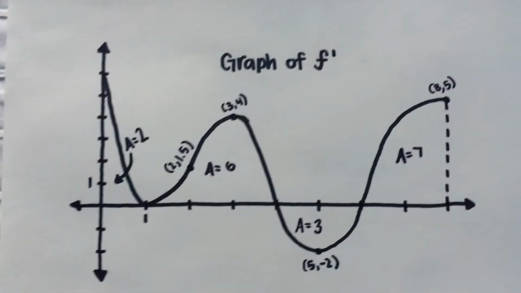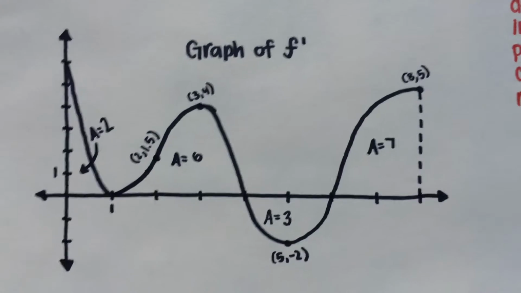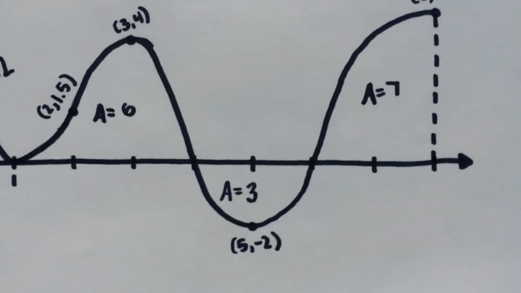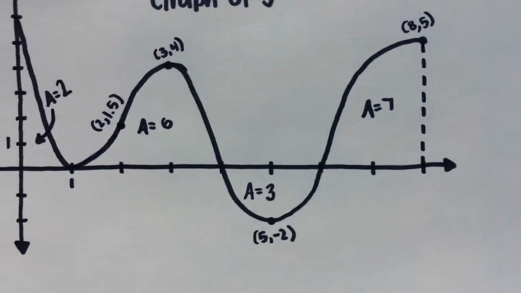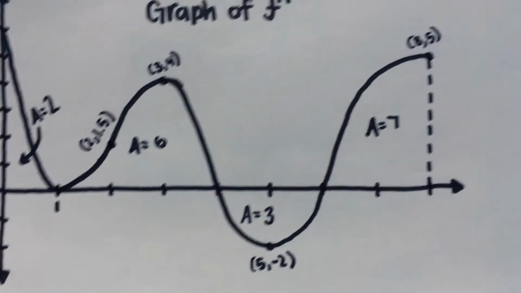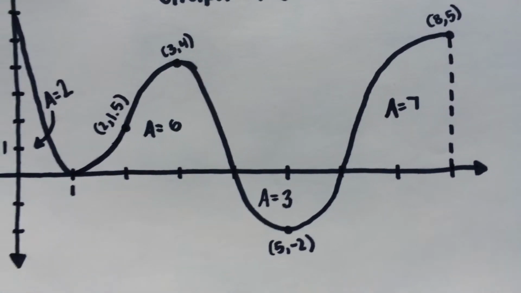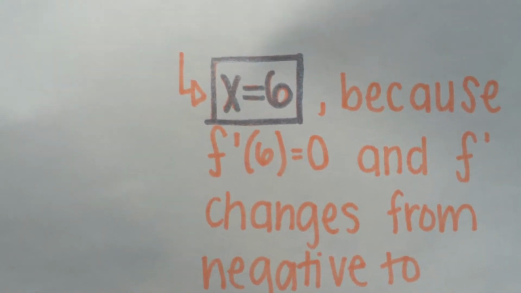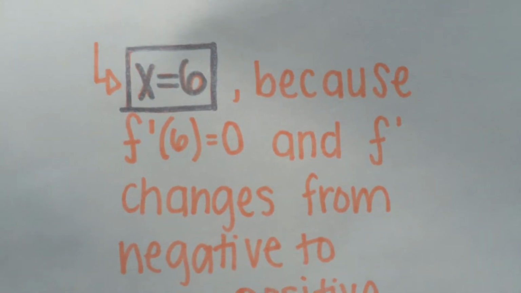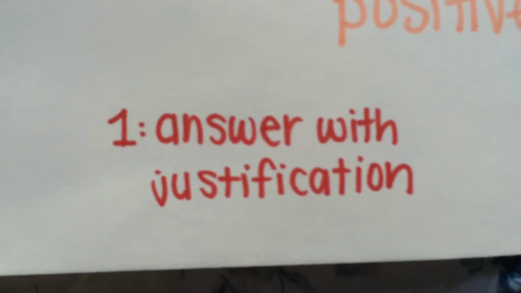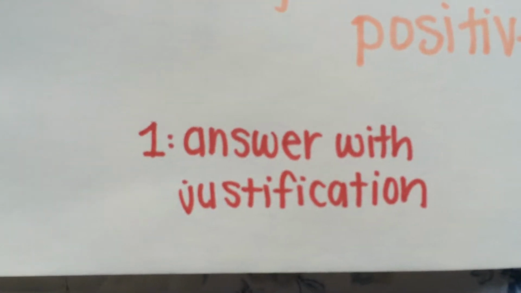In order to find local minimums, we look at the graph of f prime and try to find where f prime equals 0. So we find 3 places where f prime equals 0: x equals 1, x equals 4, and x equals 6. In order for it to be a local minimum, we need to find a place where the derivative goes from negative to positive, and there's only one place on the graph where it does that, which is x equals 6. So we know that the answer to part A is x equals 6 because f prime of x equals 0 and f prime changes from negative to positive. Part A is worth 1 point, and the 1 point is given for an answer with justification.